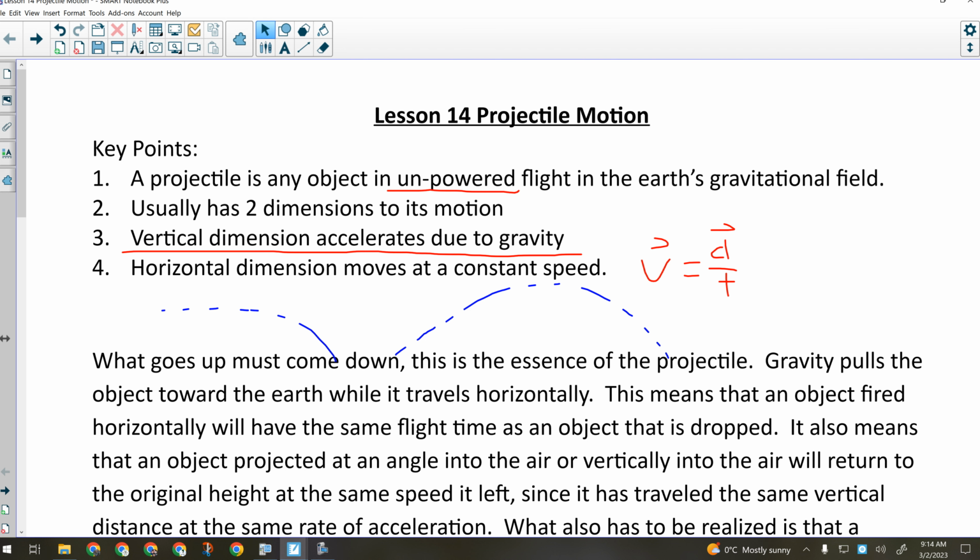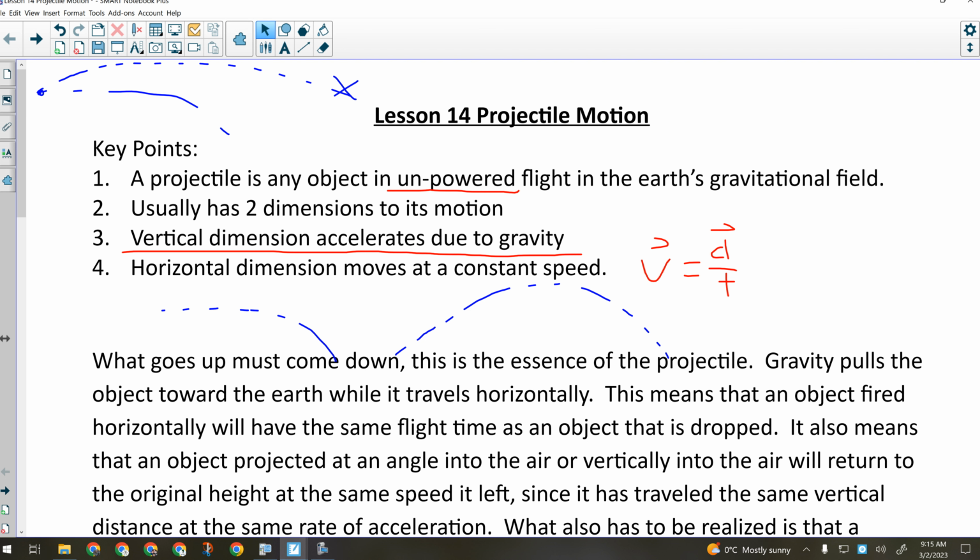So if I'm trying to hit a target, here, and I'm standing here, I don't aim for the target, because if I do, that's what's going to happen. If I want to hit that target, I have to aim above it and let gravity bring it back down to the target. Does everyone kind of make sense?